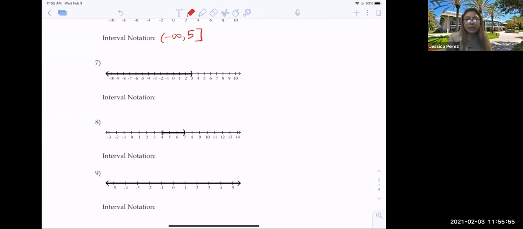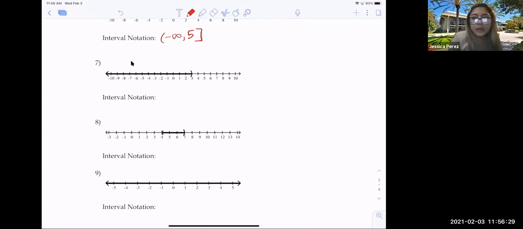So I'll give you a few seconds to work on it. It only takes 2 shakes. Okay, when you're done, just put done. Okay, so a few of you are done, good.